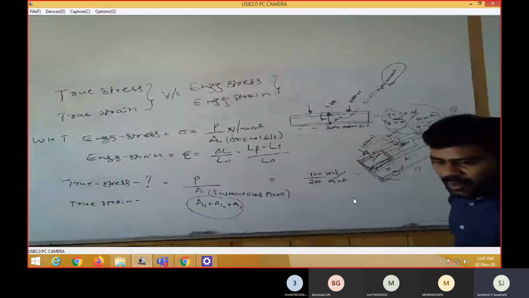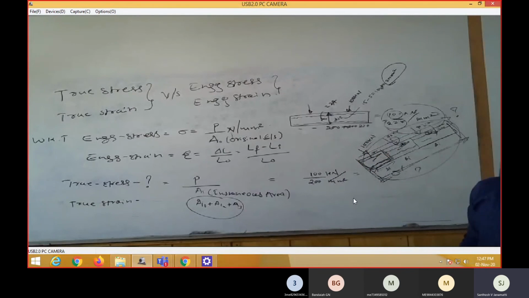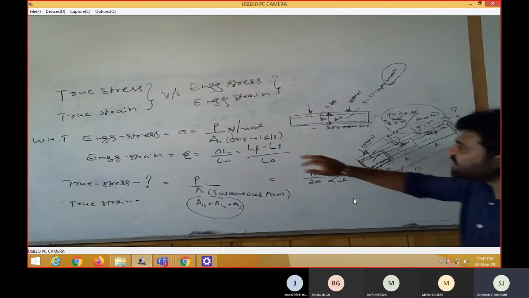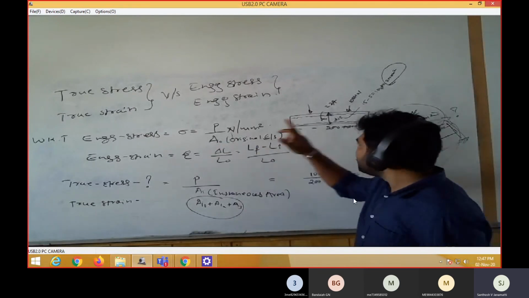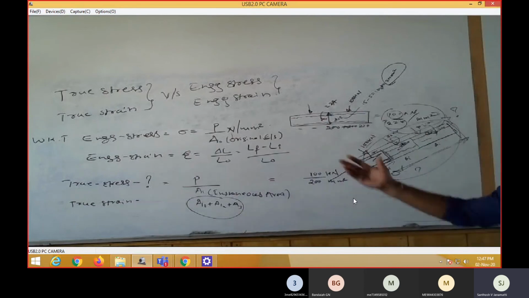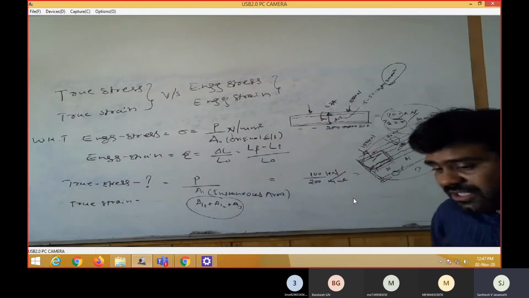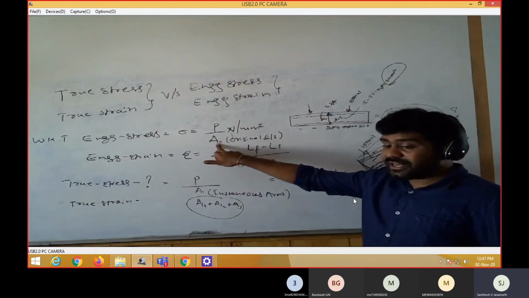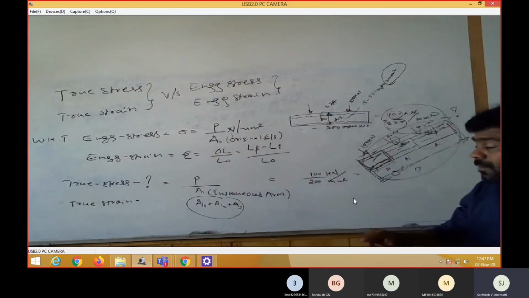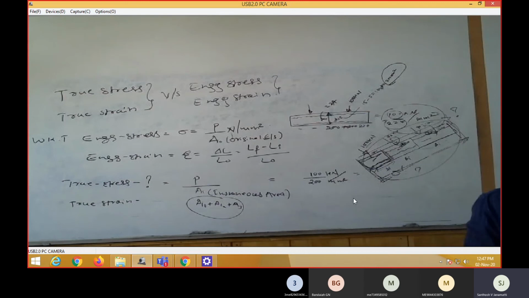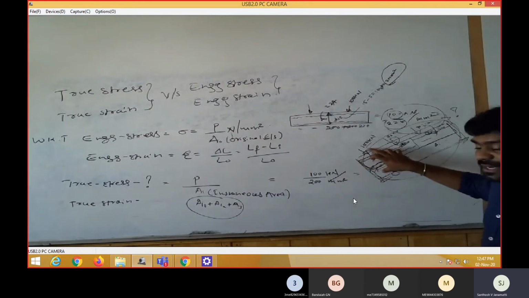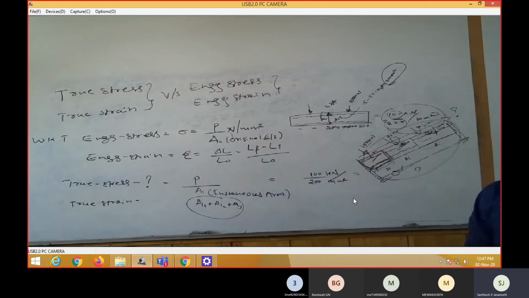Hope you understand. This is what instantaneous means. If you want to calculate the engineering stress, simply take the original cross-sectional area of the sample. Or if you want to calculate the true stress, don't take the original cross-sectional area. After conducting the test, what will be the value of that particular sample? What about the dimensions? Definitely after conducting, there will be changes in that sample.